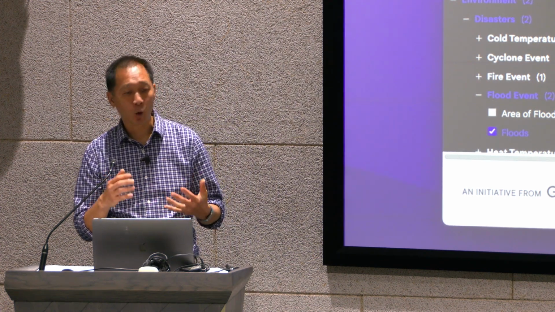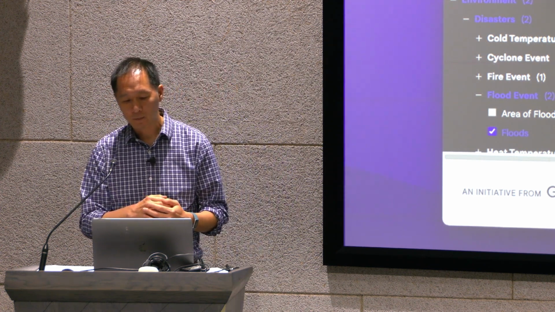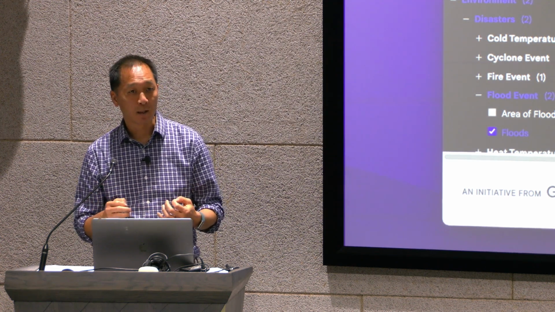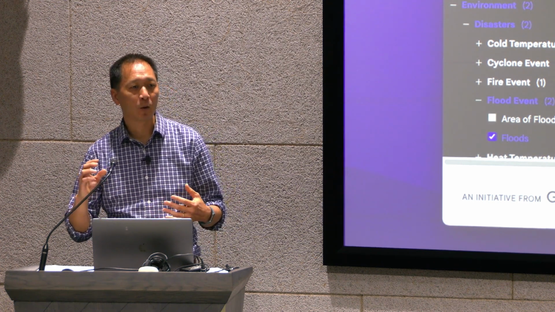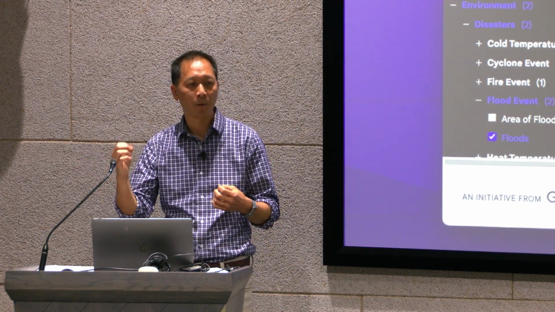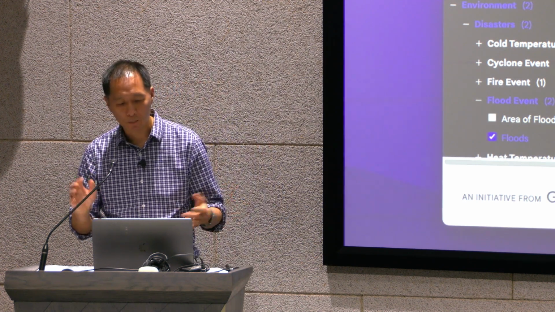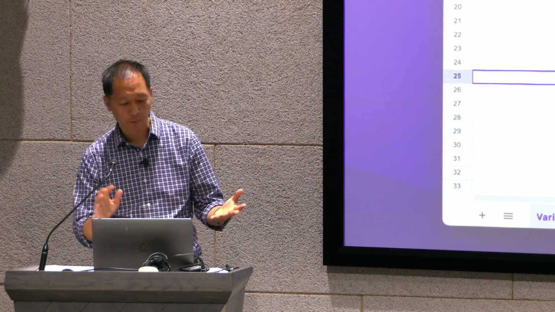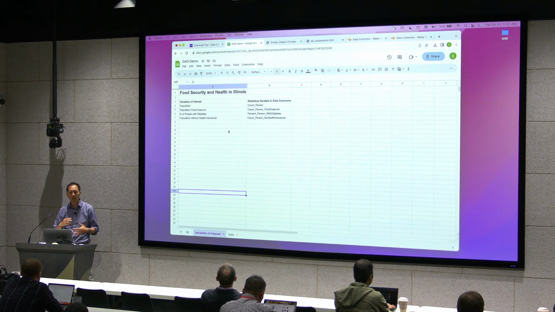So if you're a Google Sheets user, for example, there is a fantastic add-in for Google Sheets. This really blew me away when I saw it. Let's say I have my own data in a Google Sheet. It allows you to pull in data from Data Commons and look at it alongside the data that I already have. So as an example, I have a Google Sheet where I want to have a bunch of data about food security and health. And maybe I'm focused on the state of Illinois.